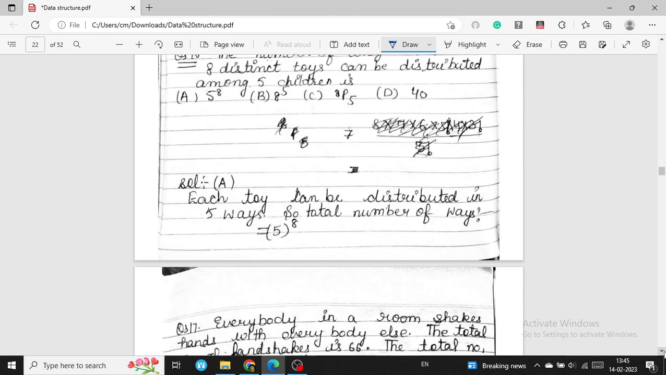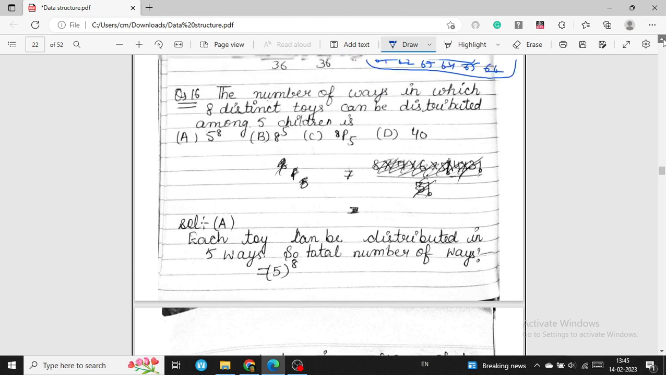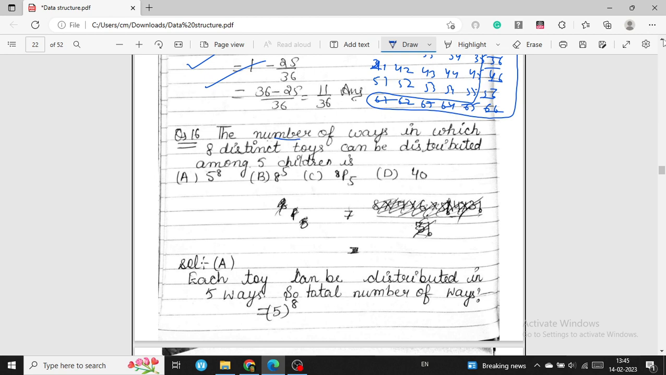Now the next question is: the number of ways in which 8 distinct toys can be distributed among 5 children. Each toy can be distributed in 5 ways. So the total number of ways will be, how many distinct toys? 8. Ways 5, so 5 raised to the power 8. That formula should be taken here for finding the result.